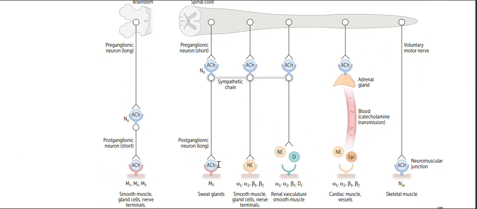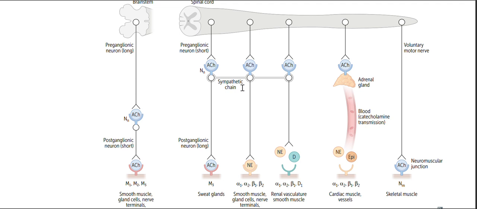Okay. Now, one more thing to note is that the difference between parasympathetic and sympathetic innervation is that in parasympathetic innervation, you have a much shorter postsynaptic neuron compared to the sympathetic system, where you have a much longer postsynaptic neuron.